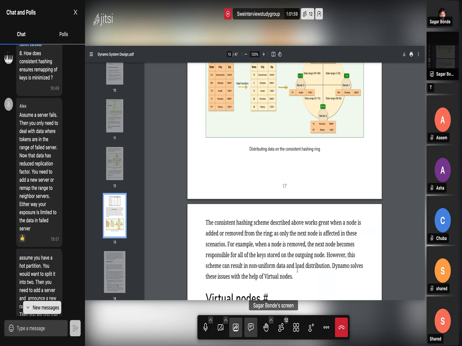Cassandra is actually based on this paper. This paper was published way before the Cassandra work. Facebook implemented Cassandra.